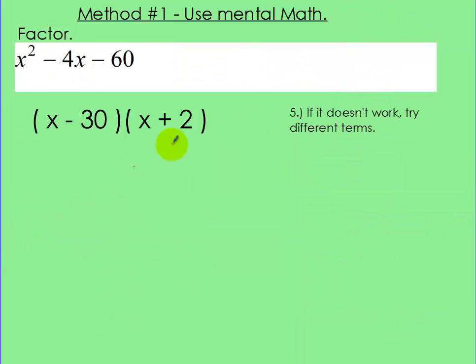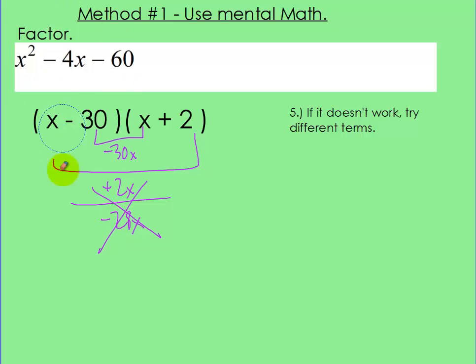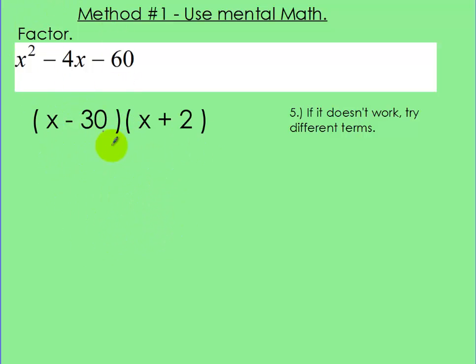Now, what if you guessed wrong? If it doesn't work, you just have to keep guessing and testing until you get it right. For example, if I tried negative 30 times 2, because that's negative 60, then adding up the outers and the inners, I'd get negative 30x and positive 2x, but that adds up to negative 28x. That doesn't work, so you have to try different numbers. You might not get it the first time. That's okay. You erase those and try different ones, and eventually you would get to the correct answer, negative 10 and positive 6. Just keep trying till you get it right.